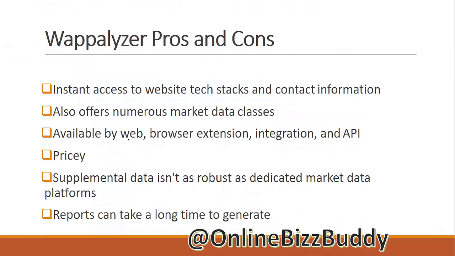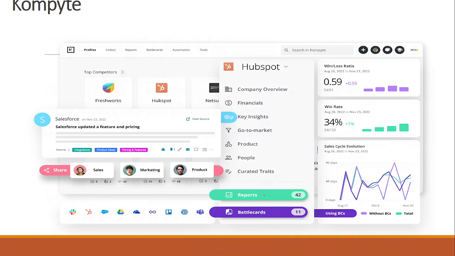They also have their pros and cons. It provides instant access to website tech stacks and contact information. It also offers numerous market data classes. It's available as a web browser extension, which is a good option, and has integration and API. It's very pricey because of the features it has. It doesn't have supplemental data, it's not that robust, and reports can take long to generate.